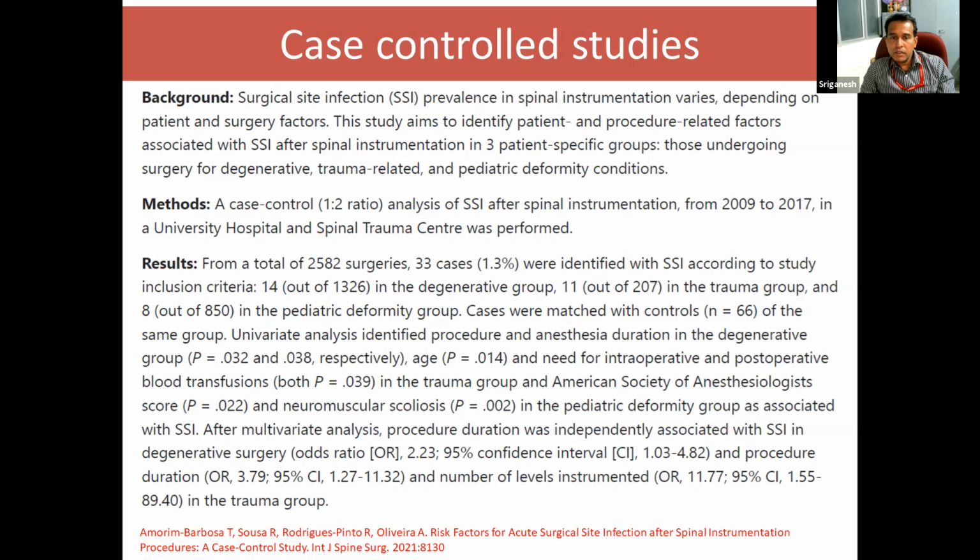And here the control is either in the same ratio as 1:1, or you can inflate the control in a proportion of 1:2, and then identify certain factors which can lead to the surgical site infection. Here they propose to study the procedure duration, anesthesia duration, need for blood transfusion, etc., and the outcome of occurrence or non-occurrence of surgical site infection. So this way you can identify certain predictors for an outcome such as surgical site infection.